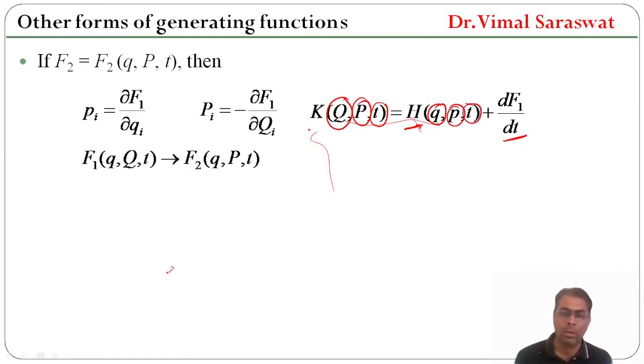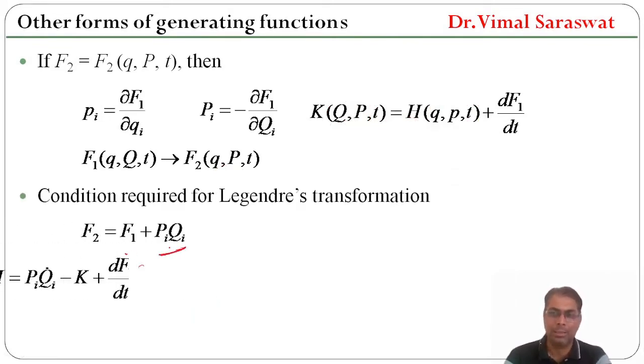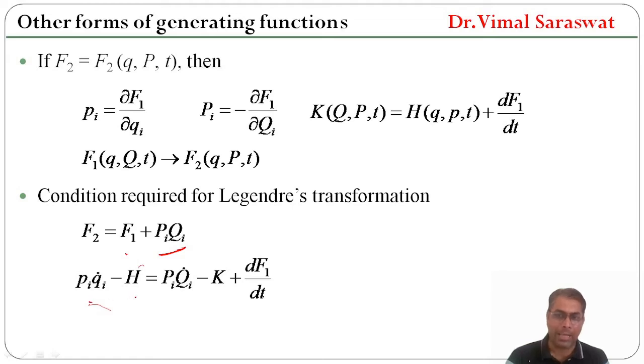Now we have to find the value of F2 by using F1. It means this is the transformation from F1 to F2, and F1 is a function of old coordinate, new coordinate and time, whereas F2 is a function of old coordinate, new momenta and time. The condition required for Legendre's transformation is F2 equal to F1 plus capital Pi Qi, and pi qi dot minus H equals capital Pi Qi dot minus K plus dF1 upon dt, because from here H equals K minus dF1 upon dt.